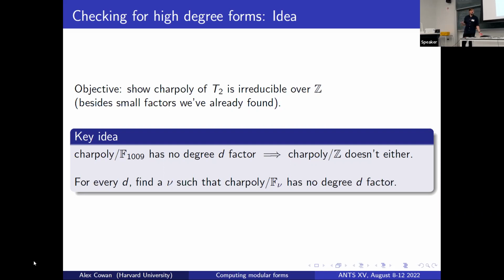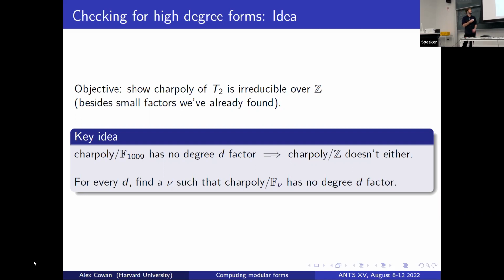So the plan comes from this straightforward observation. What we're really trying to do is look at the characteristic polynomial of, say, T2 and show that it's irreducible in characteristic 0. And this is hard. I mean, we can't even write this down. It'd be too big.